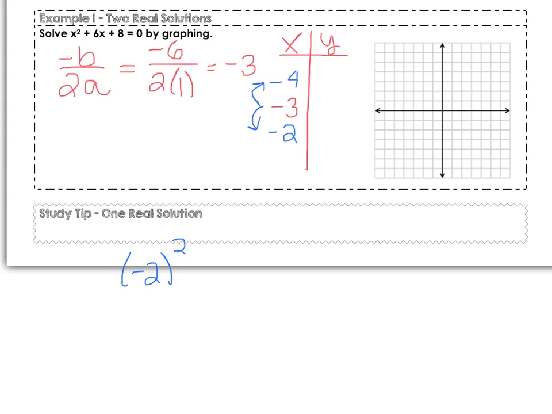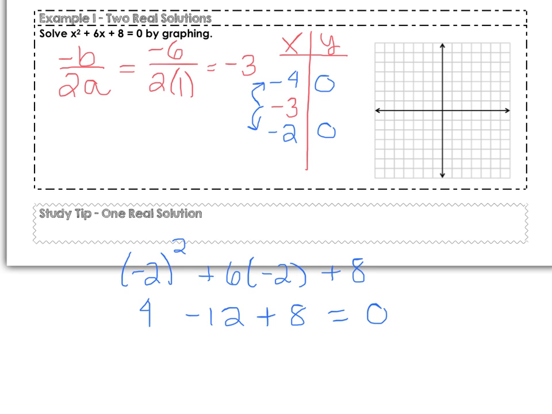So we have negative 2 squared plus 6 times negative 2 plus 8. Negative 2 squared is 4. 6 times negative 2 is negative 12. And then we have plus 8, which equals 0. And that was the whole purpose in us solving by graphing, to find our zeros. Zeros are solutions, and solutions are x-intercepts. So if I go to graph it, this is where it's going to cross the x-axis.